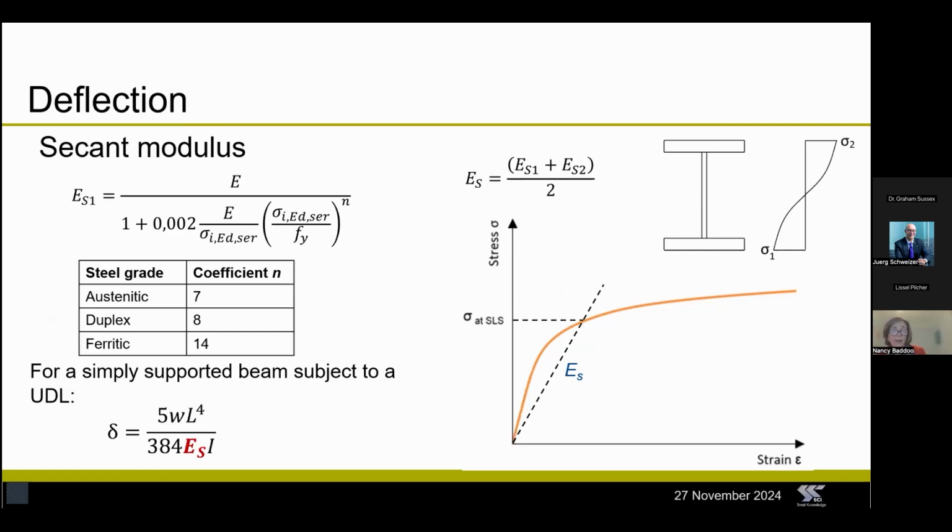So how do you calculate that secant modulus? Well, it's derived from the Ramberg-Osgood model, which is the classic model used to account for the gradual loss of stiffness for the material.